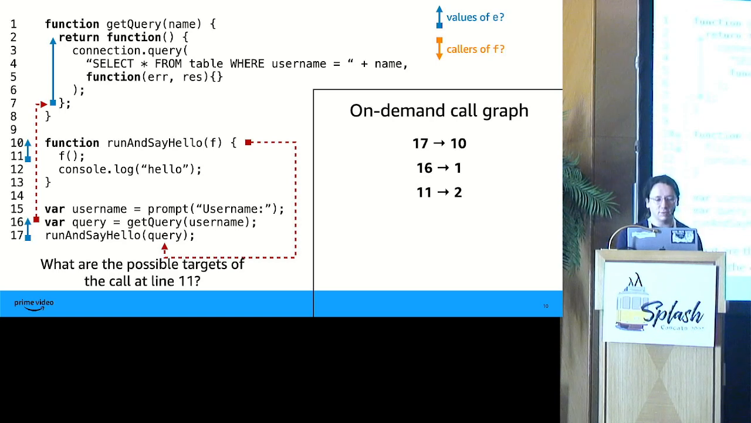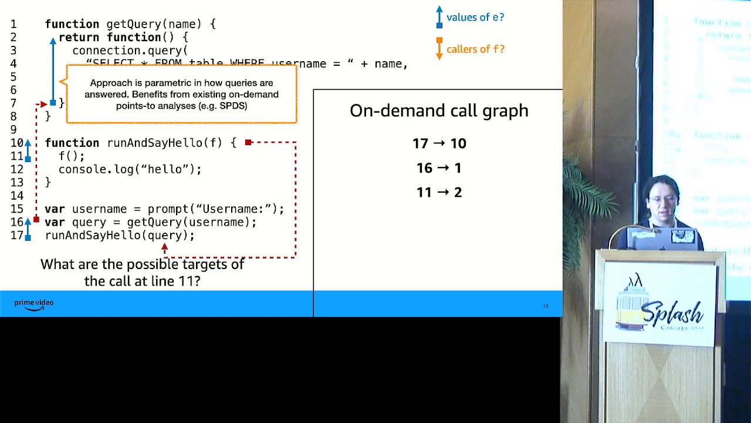So, the call on line 11 to the anonymous function returned on line 2. And in principle, if there were other references to run and say hello in the rest of the program, we would have to keep going until we find all the possible arguments being passed to it. But in this case, this is the only reference. So we're done, and can say that's the relevant bit of the call graph that we needed to construct in order to answer the call targets on line 11. And I want to emphasize again that we're parametric in how we answer these blue and orange arrow queries, under some assumptions that I'll get to later.